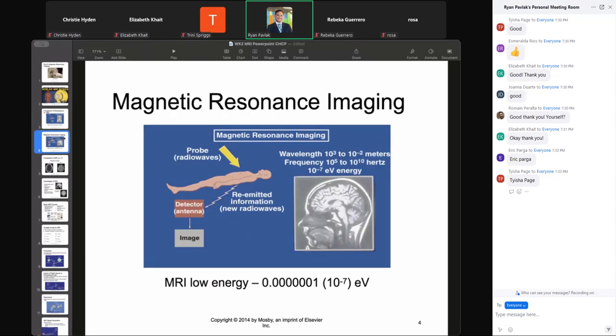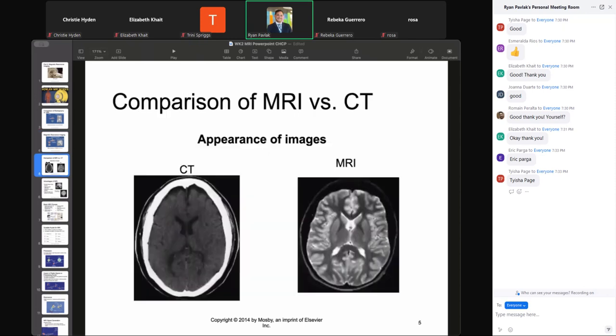It's 0.00000001 eV. So it's 10 to the negative seventh power eV. So just an absolutely completely different way of looking at the body. Now, when you're looking at the images, as you can see, with CT, it's still that very black and white, not a huge histogram of data that you're looking at.